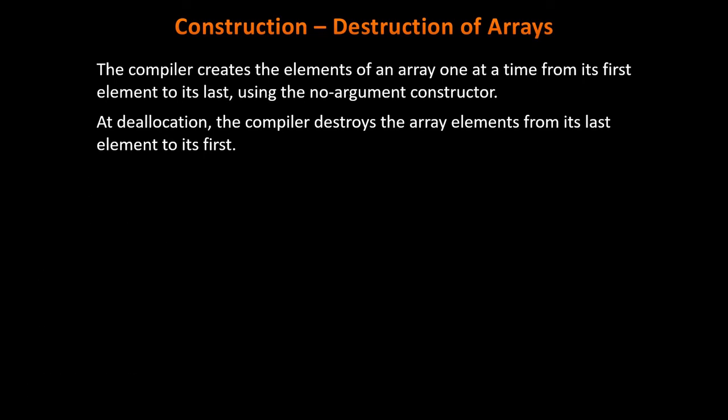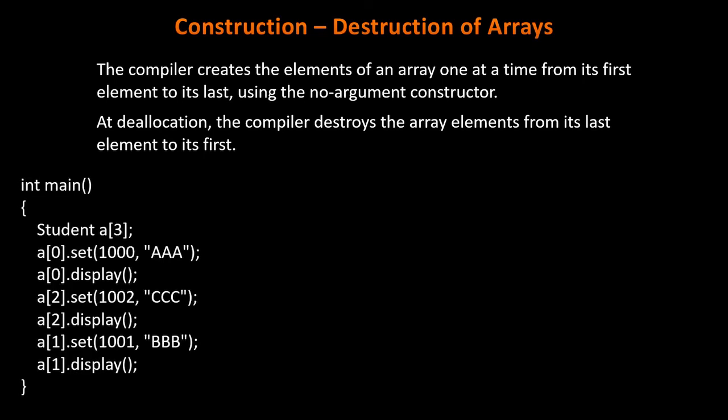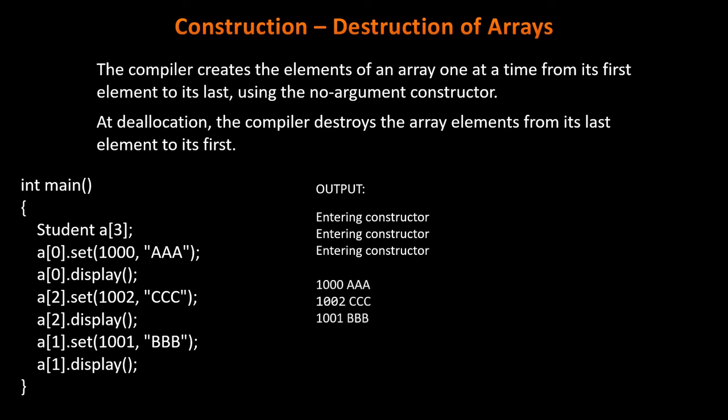So if we look at this example, student A, the output, if you call the set and display functions, is entering constructor 3 times, once for each of the elements in the array, in the order that it was created. But then when we get to the destructor, notice the order that it was destructed was from the last element in the array to the first element in the array.